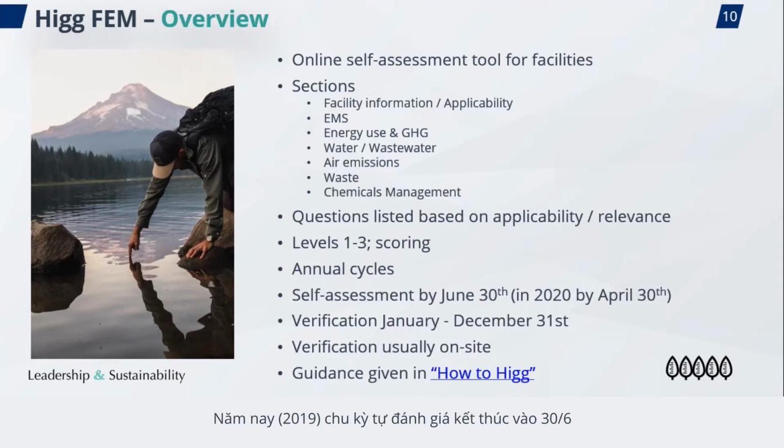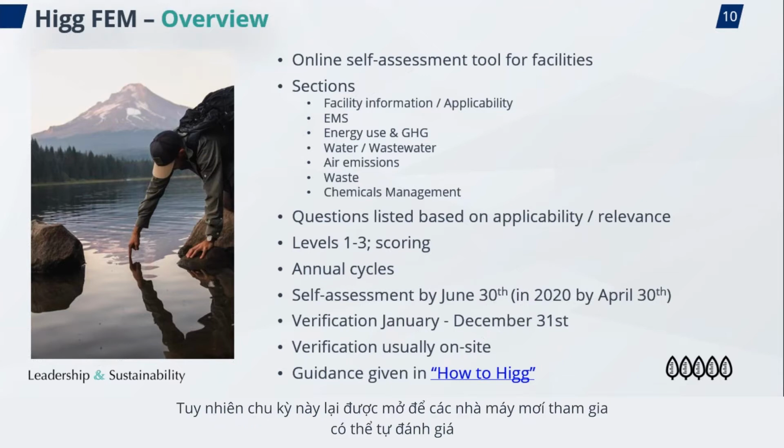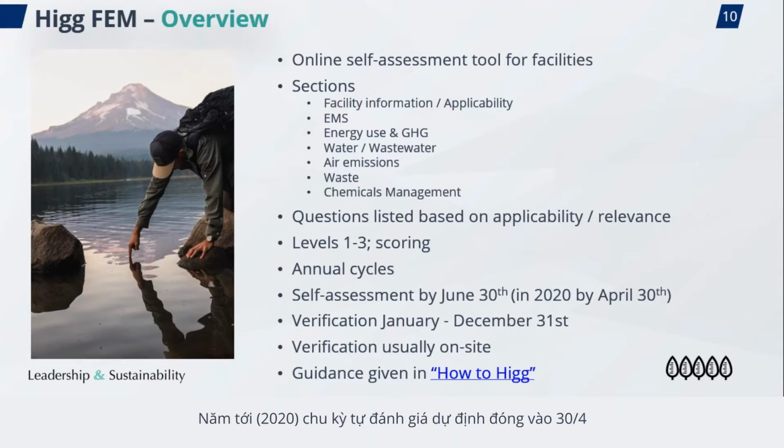There are annual reporting and verification cycles. And in this year, for example, the self-assessment was due by June 30th, but it actually opened up again. So currently there are new facilities again taking the Higg self-assessment. And next year, the self-assessment for the first phase will be due by April 30th, as far as we know today. And the verification can take place anytime, January to December.